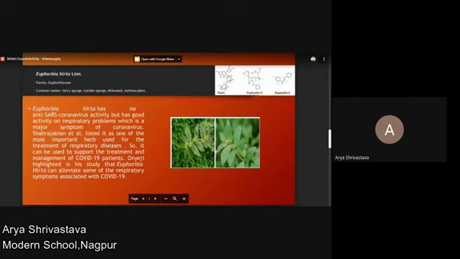Euphorbia hirta has no anti-SARS coronavirus activity, but has a good activity on respiratory problems, which is a major symptom of coronavirus. Onyeji highlighted in his studies that Euphorbia hirta can alleviate some of the respiratory symptoms associated with COVID-19.